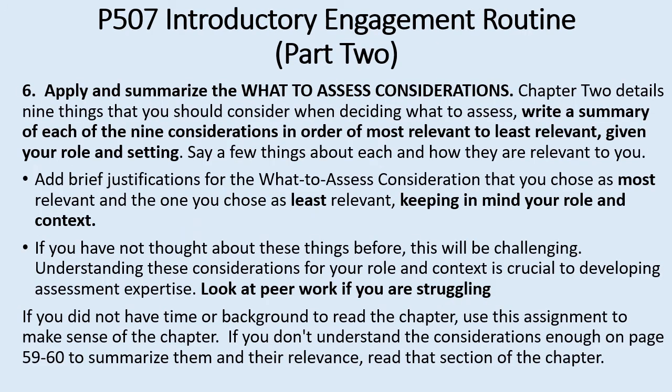Then the next part of this introductory thing is apply and summarize. Chapter 2 has a section. It details 9 things that you should consider when deciding what to assess. Write a summary of each of the 9 considerations in order of most relevant to least relevant, given your role and setting. And add a brief justification for the what to assess consideration that you choose as most relevant and the one you choose least relevant.